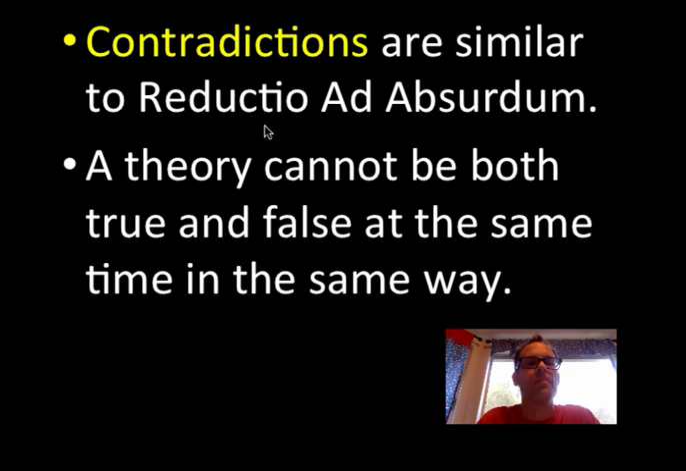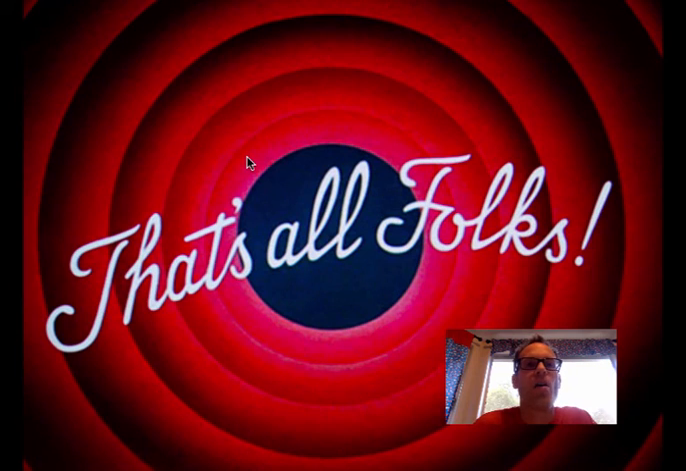Okay. Just a brief point here on contradictions. They're very similar to reductios. And the general idea here is if you can get someone trapped in a contradiction, then there must be something wrong with their theory, because a theory can't be both true and false at the same time in the same way. Okay, you guys, that covers it for logic.